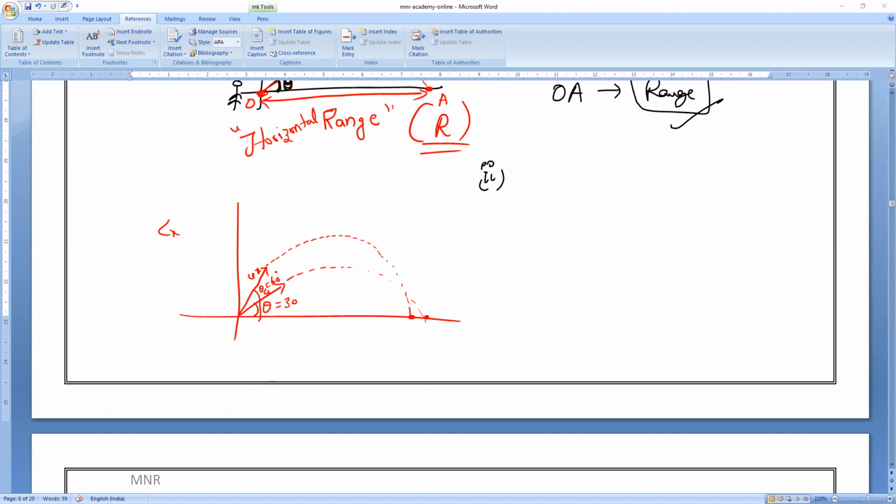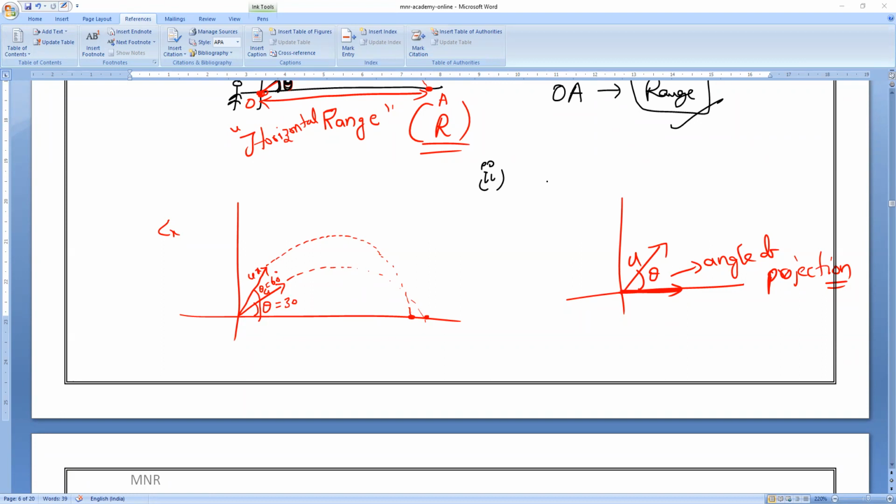Everybody? Yes, sir. So the range depends on what? Angle of projection. This theta, which the initial velocity makes with the horizontal, is called the angle of projection. What is it called? Angle of projection. So range depends on the angle of projection. That is what you have to remember.